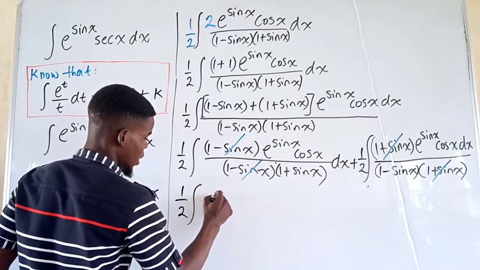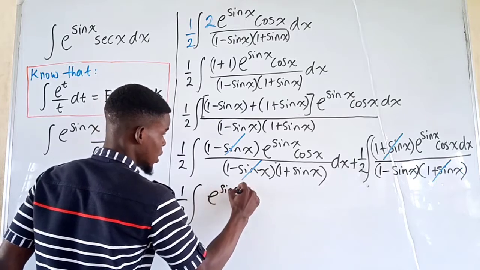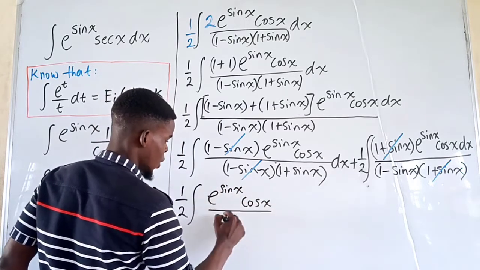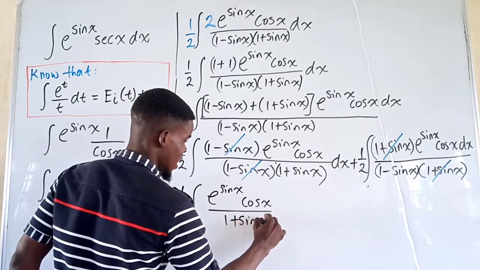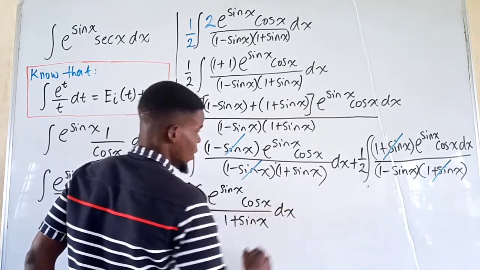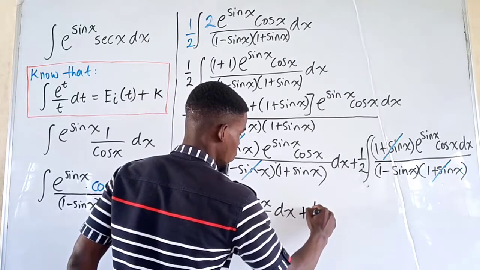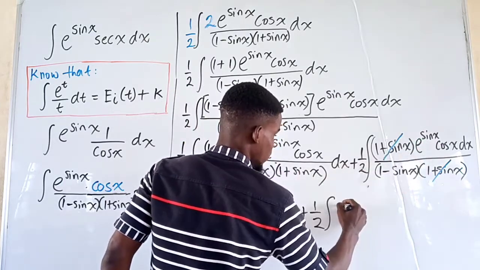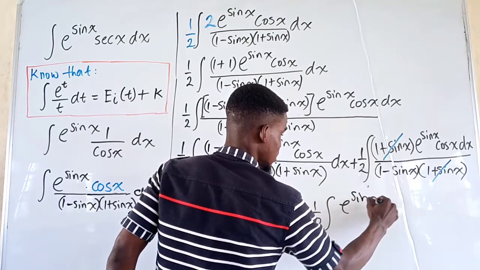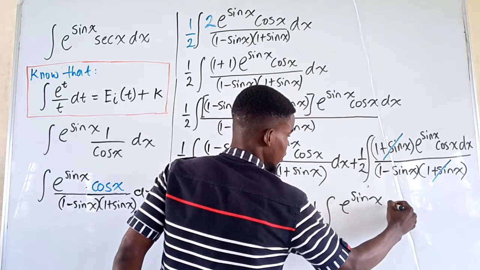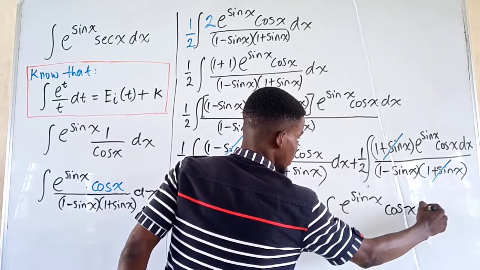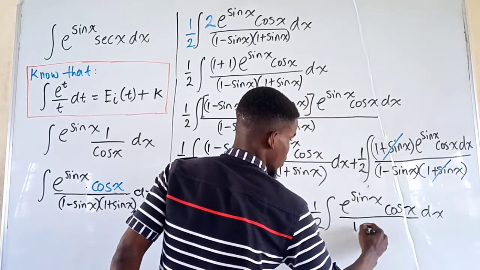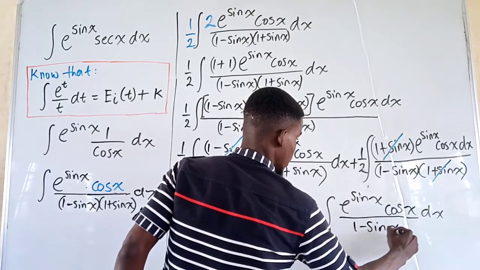So this is going to be e to the power of sine of x times the cosine of x, and then divided by 1 plus sine of x, and then dx. All right, so we put it down with 1 over 2 times the integral of this, and this will just cancel, so we're left with e to the power of sine of x, then cosine of x dx. Then at the bottom, we just have 1 minus sine of x.